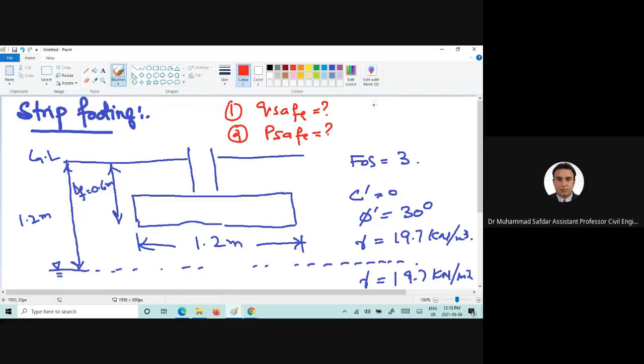Now we need to use the Terzaghi equation, but use the Meyerhof bearing capacity factors. Use the Terzaghi equation, but for the bearing capacity factors, use Meyerhof's equations. Is it clear?